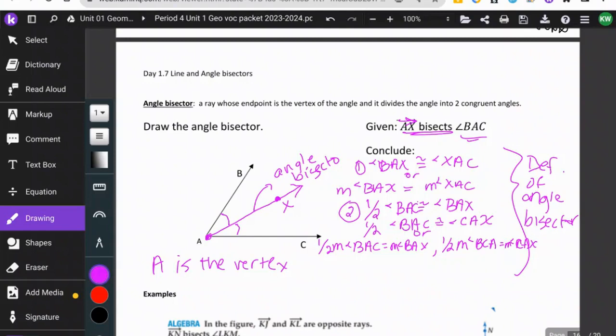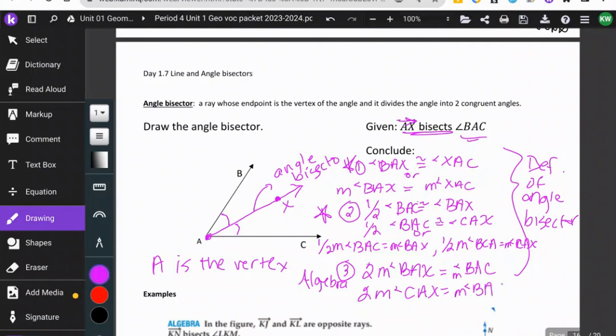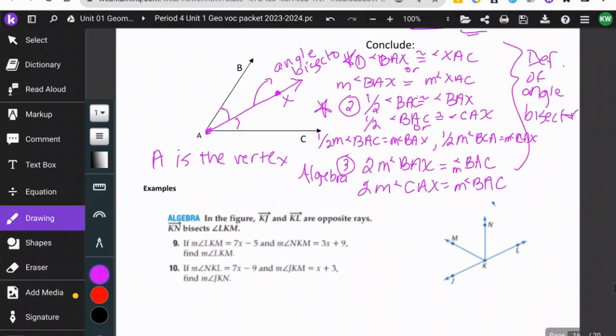Those are the two main ones, and they are big for proofs. With algebra, you can use the concept that 2 times the measure of angle BAX would be equal to the measure of angle BAC, or if you did 2 times the measure of CAX, you would also get the measure of BAC. And then you've got the congruence and all that stuff too.